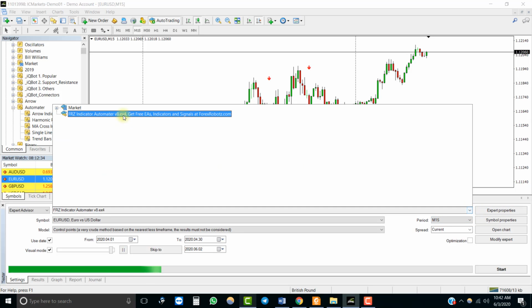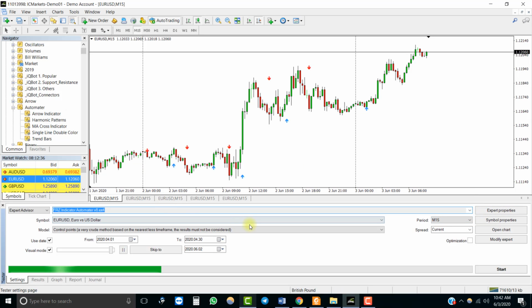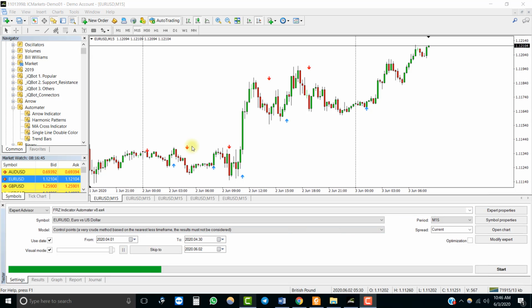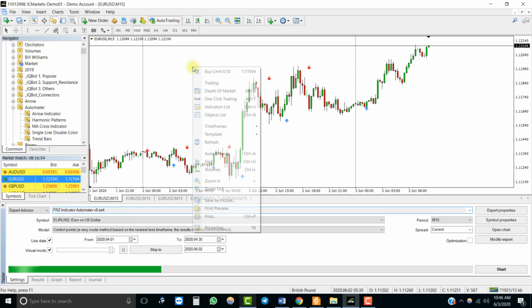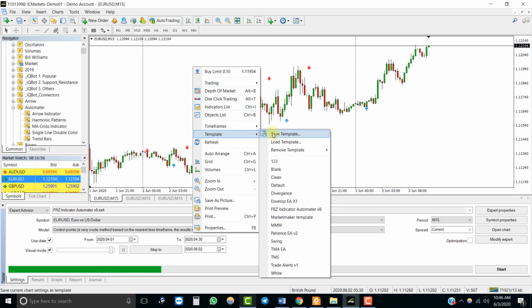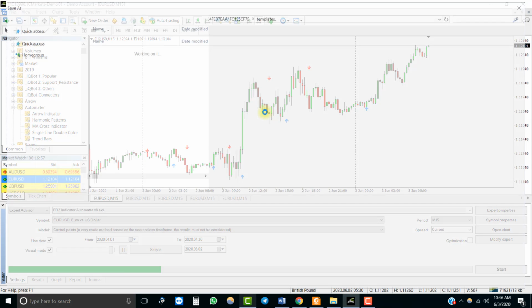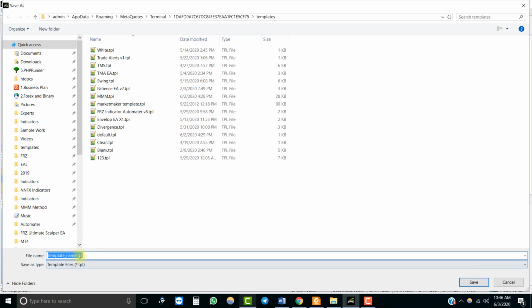Now let's do a backtest for this indicator with our automator. We want to buy when the blue arrow appears and sell when the red arrow appears. If you are using a buffer based indicator, it is not necessary to have the indicator running on the chart. You just need to have the indicator file within the indicators folder. But since we want to see whether the EA takes the trades correctly according to the arrow signs, we will run the indicator during the backtest.